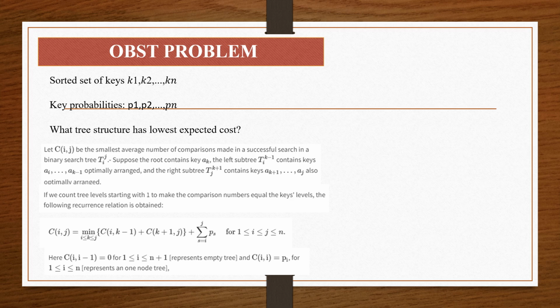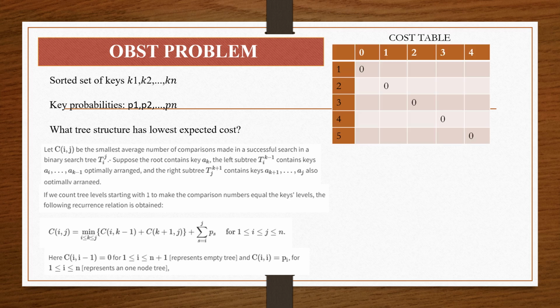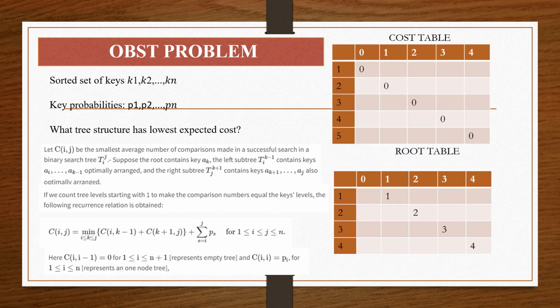So in this problem, we will be constructing two tables. One is the cost table, the other one is the root table. So as I said, this C(i,j) will be the formula used for finding the cost of the search elements in the binary search tree. The C(i,i-1) should be made 0. So that is why I have made all zeros here, i ranging from 1 to n. If there are 4 keys, you have to construct a table with 1 to 5.